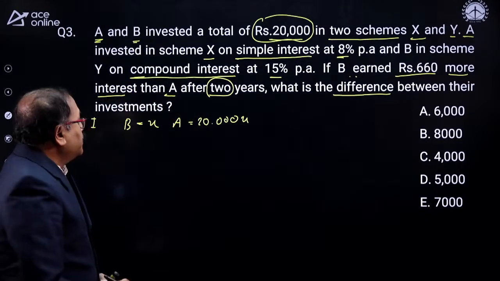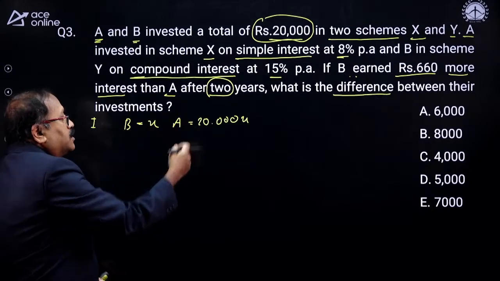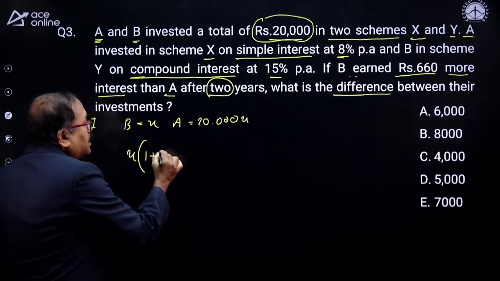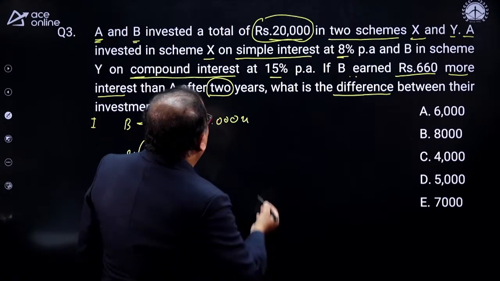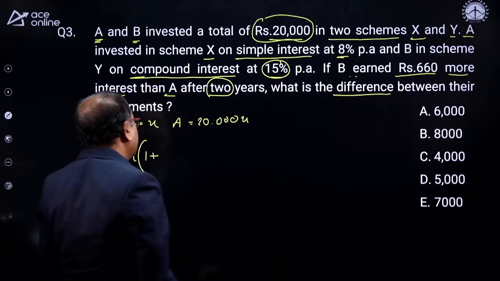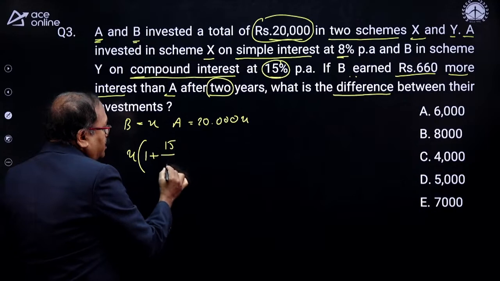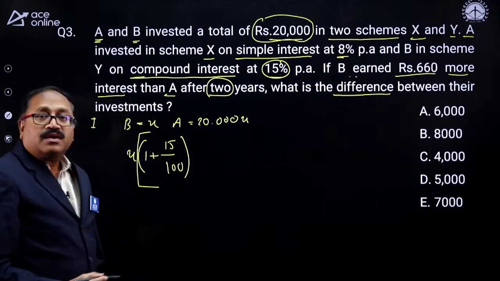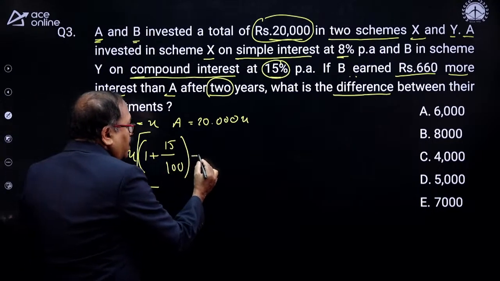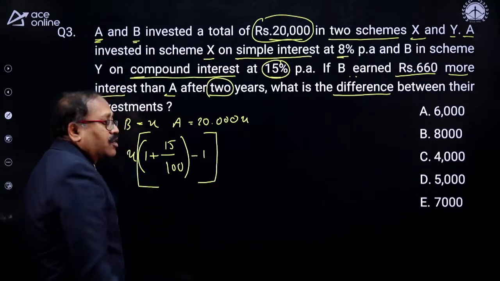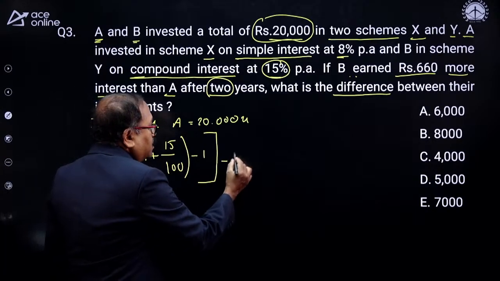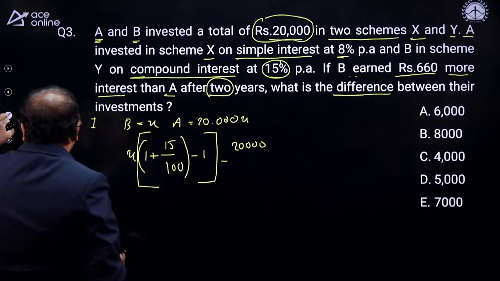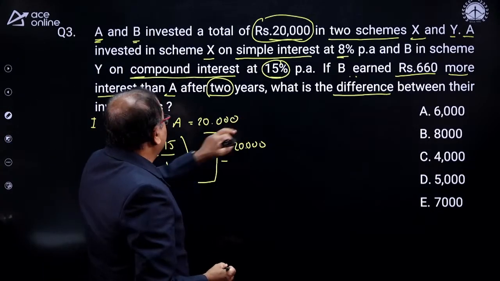Now it is said to us that the interest of B is more than the interest of A. So what is the interest of B? X into (1 plus R by 100), and here compound interest is 15%, so it is (15 by 100) to the whole power 1, in a square bracket. This is your compound interest. Minus, that is 20,000, the principal over here, minus X. Here it is minus X.